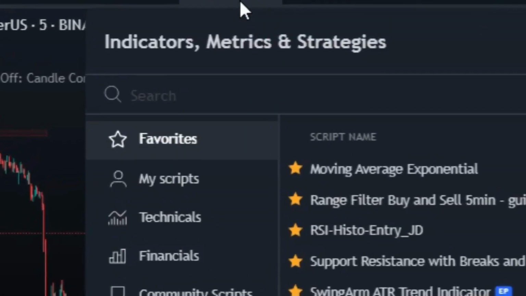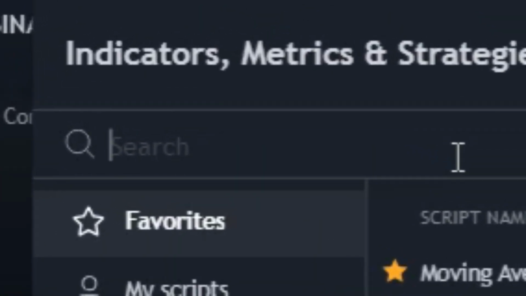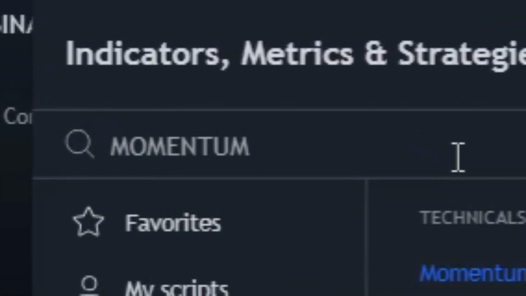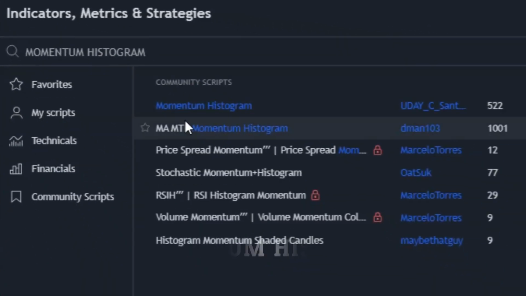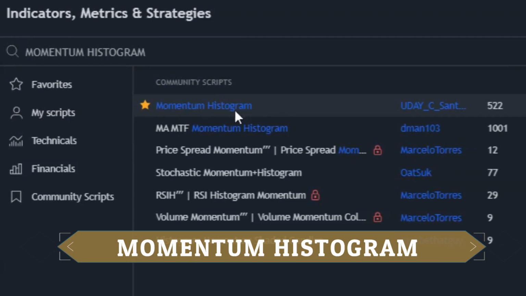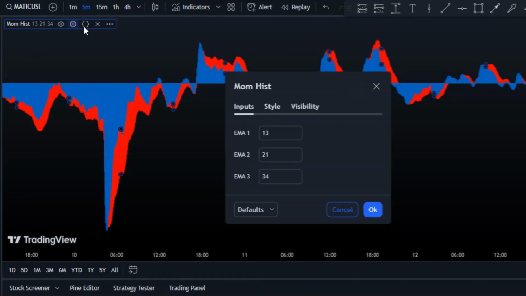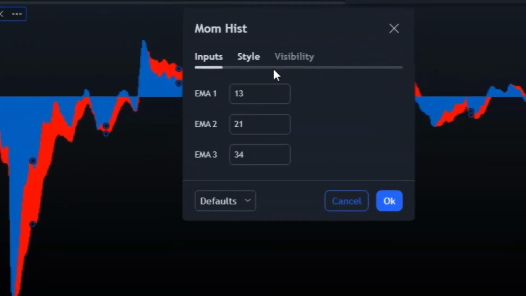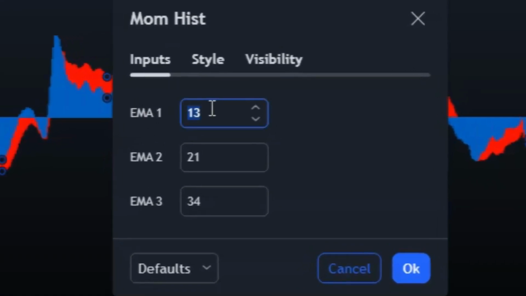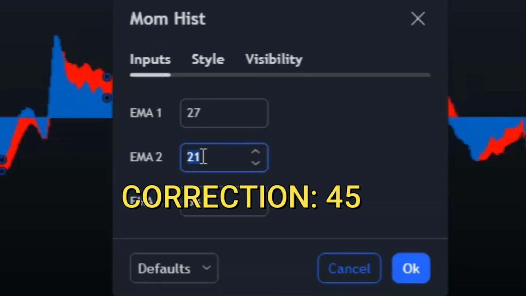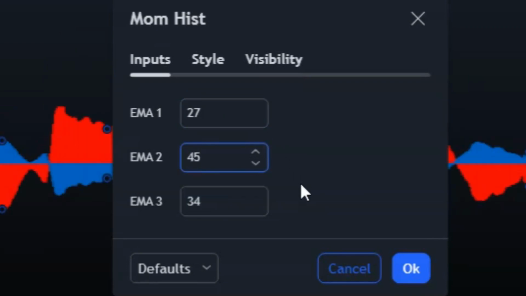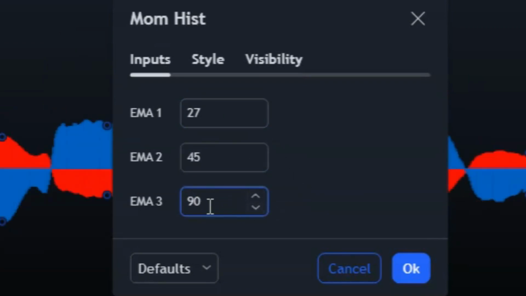Alright guys, to confirm the signals from our main indicator, we really need to utilize the momentum histogram indicator next. So after adding it to the chart, head over to its settings, and first we're gonna change the EMA inputs under the input section to 27 for EMA 1, 47 for EMA 2, and 90 for EMA 3.